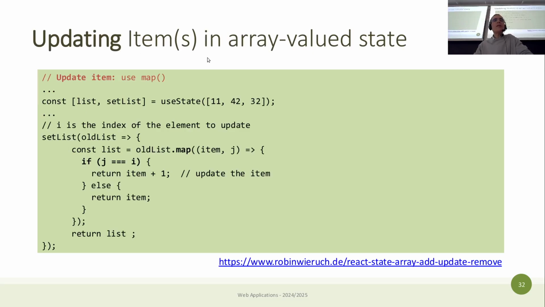Updating items. That's a bit more difficult, because you need to create a new array. So take the old one, and again, in the form of the function, it will be passed to our callback, old list. Old list, map, item, and j. Item, if nothing has changed, just return the item. But if something has changed, just return the new item. In this case, I wanted to update the item by doing +1.